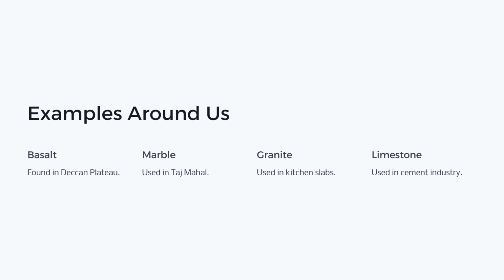Now let us see the examples, like basalt. I've already explained that basalts are found in the Deccan Plateau, and you can find them in Maharashtra and Madhya Pradesh, etc. Then we can see marble. You can find marbles in many places, but mostly they are used for making monuments like the Taj Mahal, Lal Qila. You have seen all these things. Then granite is used in kitchen slabs. Your home kitchen slabs are made of granite, and limestone is used in the cement industry.